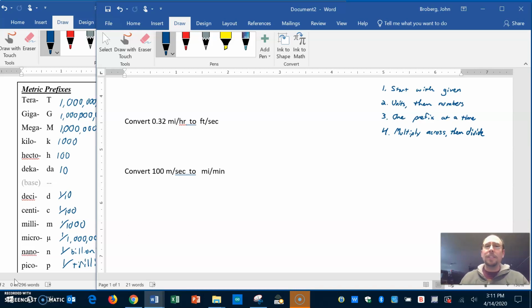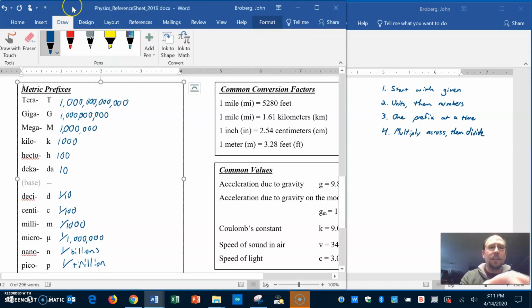But a lot of the same rules that applied before still apply: start with what we're given, do units and then numbers, and use one prefix at a time and multiply across, then divide. We'll deal with those as we go through this. Also, using our reference sheet, we'll come back to using these prefixes, but there's going to be other times when we use other conversion factors, especially with things that are not necessarily related to the metric system.